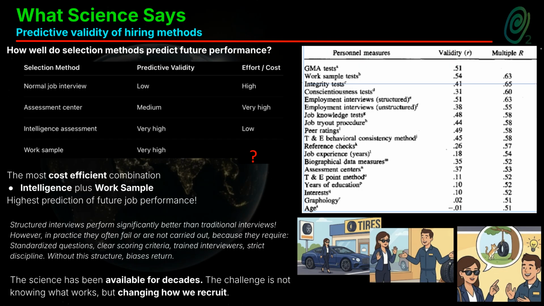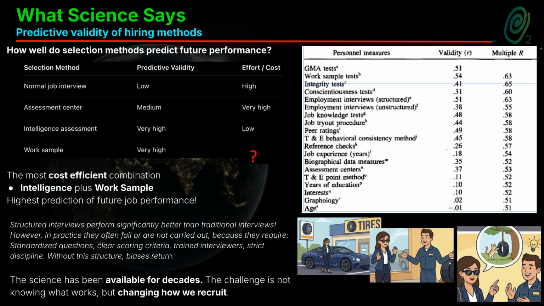Assessment centers have the same kind of predictive validity, 0.37. So that means you're putting out lots and lots of money. The cost for an assessment center is really high, and the predictive validity is medium. It's not really going much better.